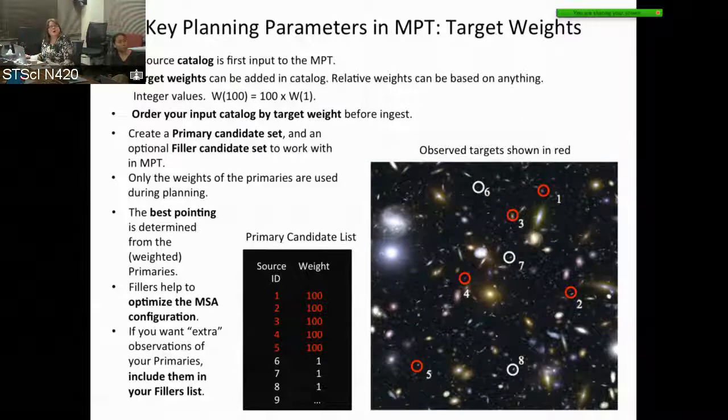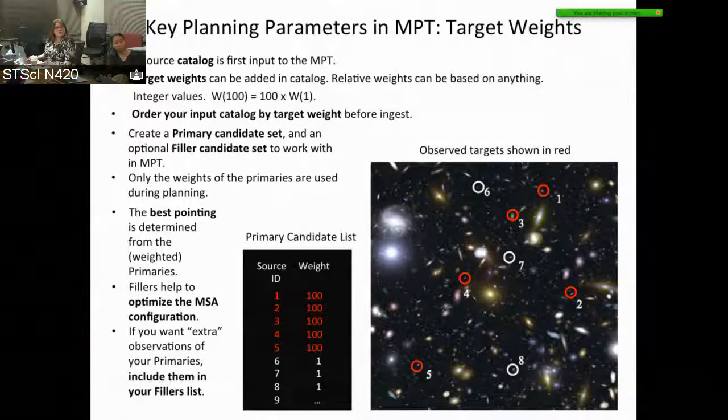You would also like to order your input catalog by target weight before you ingest it into the tool. This actually helps get the most desirable sources into your MSA configurations. The next thing you'll do is derive a primary candidate set and a filler candidate set in order to work with to create plans. I will point out that only the weights of the primaries are used during planning. The filler weights are not used, but if you've ordered your list by weight and the fillers are weighted, then you should preferentially derive configurations that include the most preferred fillers as well.